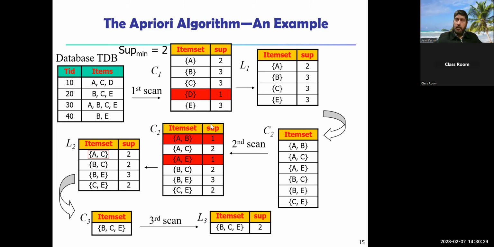So now this table is the frequent two item sets. We have removed all those two item sets that are not frequent. This is 2, AC. BC is also 2, and this is 3, and this is also 2. So what are we left with? We have four two item sets: CE, BE, BC and AC.